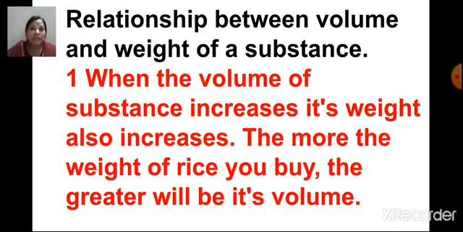Now, volume means the space occupied by something. For example, if we take 1 kg of rice, then it will definitely occupy less space. And if we buy, say, 50 kgs of rice, then it will need a sack to keep it, right? And 1 kg of rice you can nicely keep in a small container. Imagine a small container and a sack. Whose volume will be more? Volume means the space occupied by something. Definitely the volume of the sack will be more. So, when the volume of a substance increases, its weight also increases.